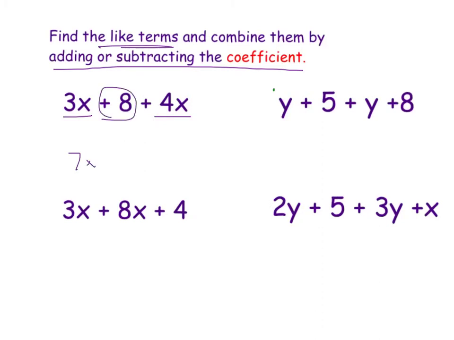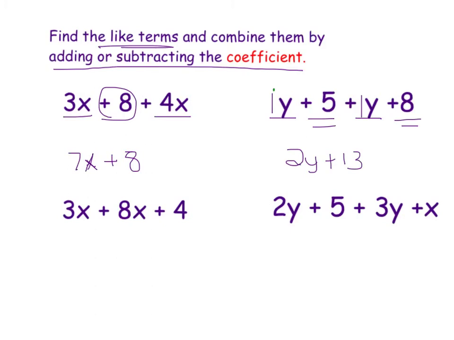This 8 cannot be combined with it, but it's still part of the expression, so we're going to just write plus 8. Let's do the second example. First I'm going to find my like terms. Here are y's. Remember, if there's not a coefficient, it's just 1y. So I have 1y plus 1y is 2y. 5 plus 8 is 13.